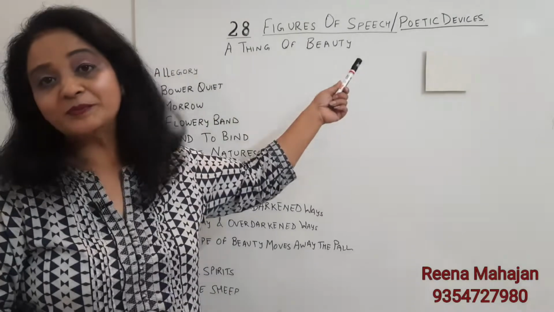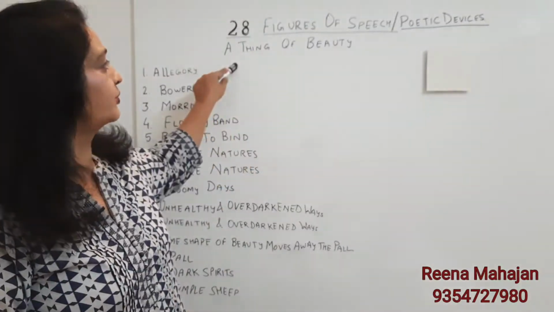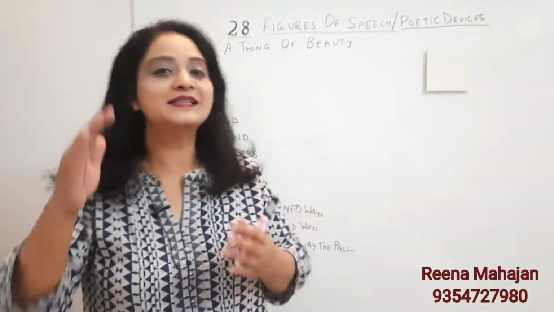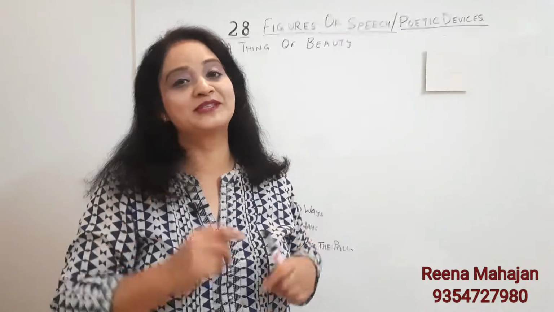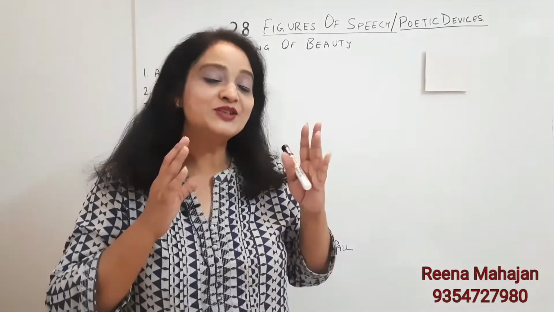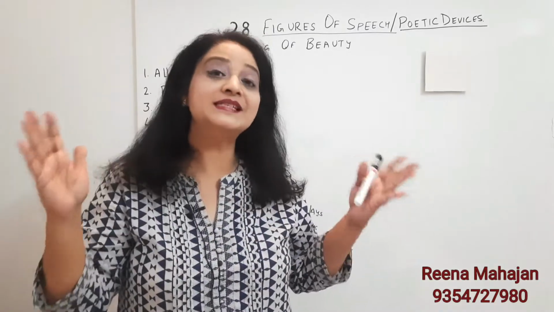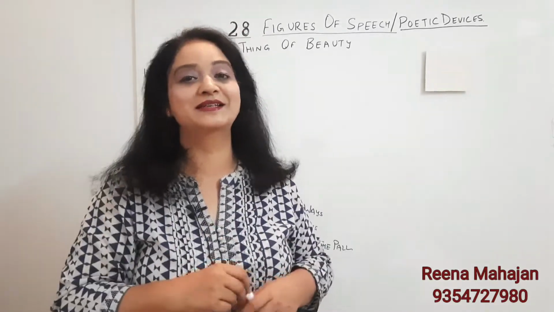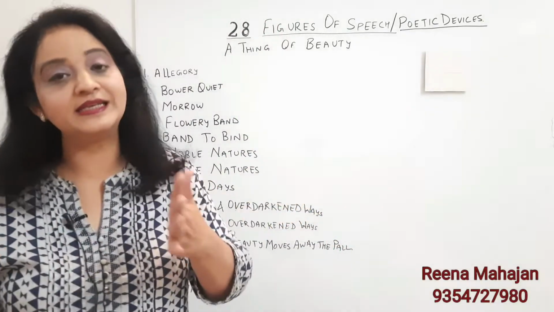Let's learn figures of speech or poetic devices with the help of a poem. I have chosen this poem, A Thing of Beauty, because this 24-line poem has 28 poetic devices. एक छोटी सी पोएम सिर्फ 24 लाइन्स की और उसके अंदर 28 poetic devices हैं. Come on, let's learn. Poem goes this way: a thing of beauty is a joy forever.